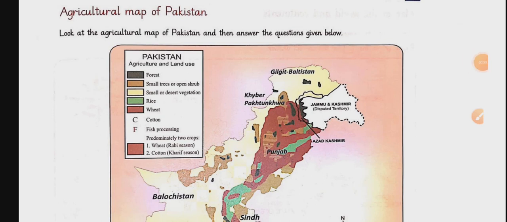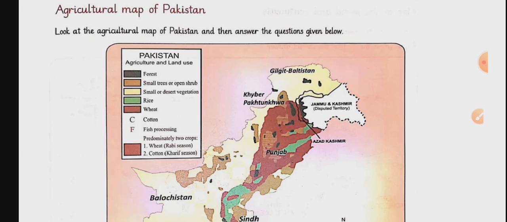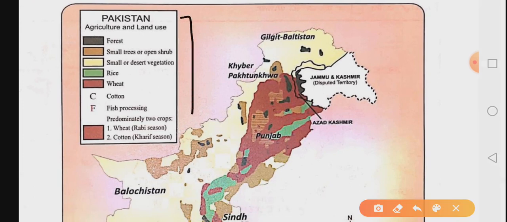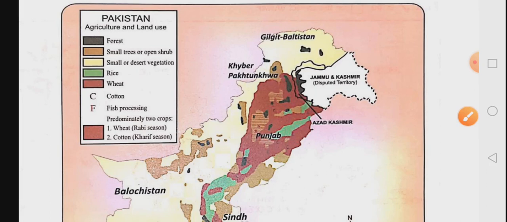If you look at this worksheet carefully, you will see an agricultural map of Pakistan is made here and a key is made here. This is the key. In this key, they have explained the different colors. Every color has a different meaning. For example, green color in this map means forest. Wherever there are green colors, it means in these areas forests are found.